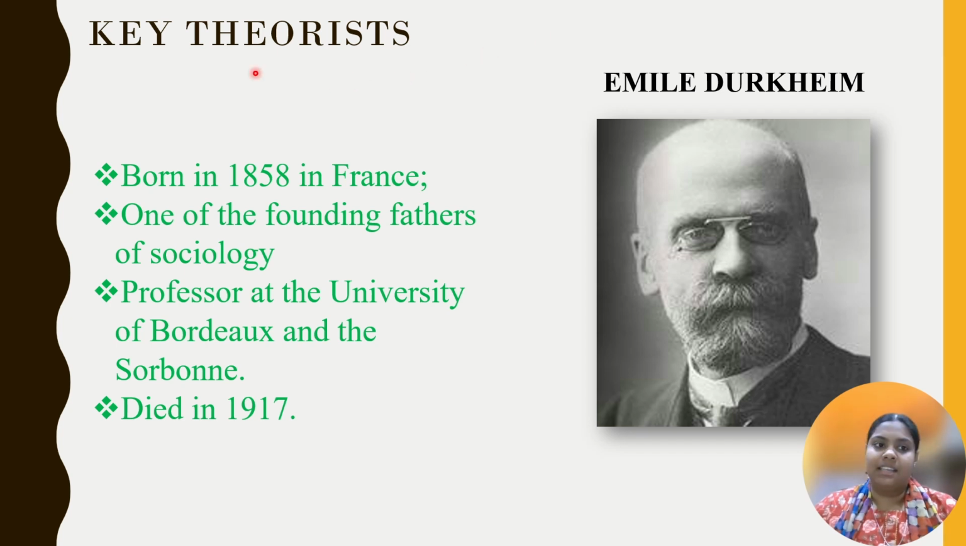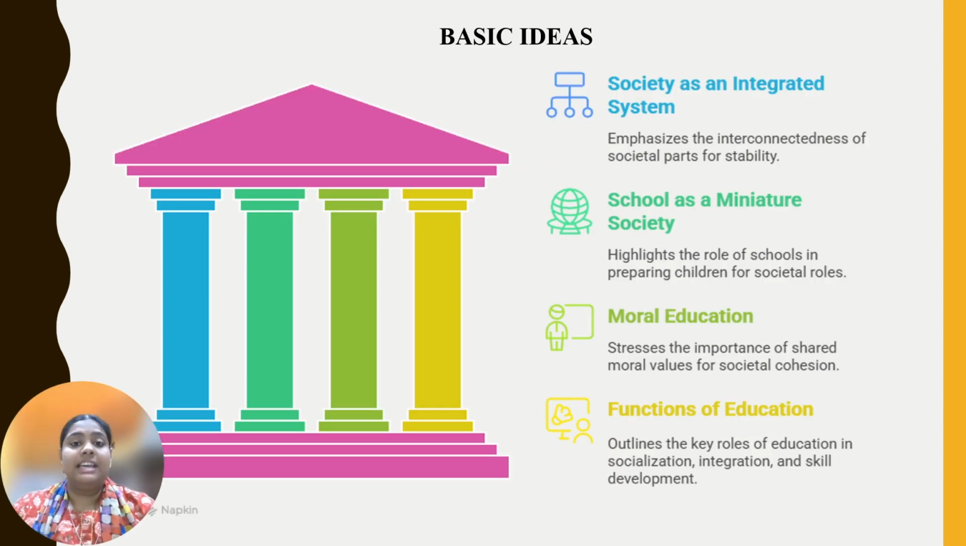Now, let's see the first key theorist, Emile Durkheim. His life sketch is as follows. He was born in 1858 in France and he is known as the founding father of sociology. He worked as a professor at the University of Bordeaux and Sorbonne. He died in the year 1970. Now, let's see some of his basic ideas. His basic ideas are as follows.